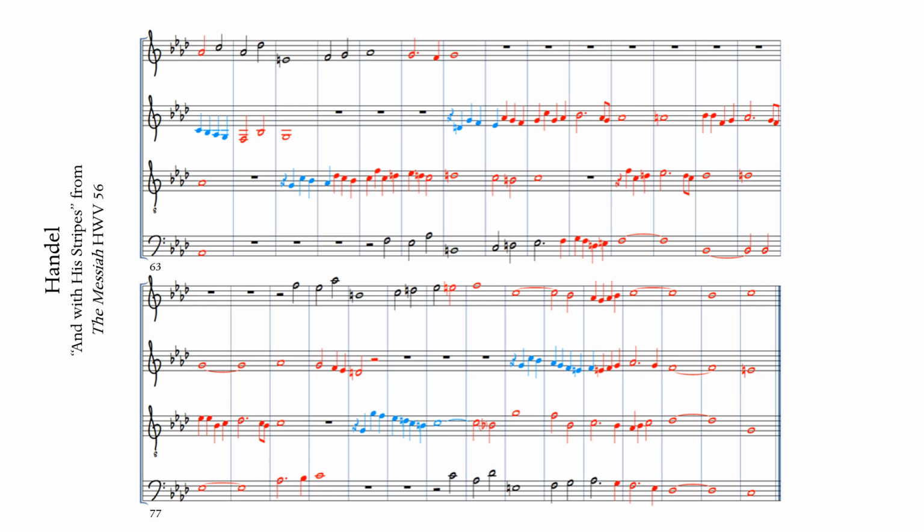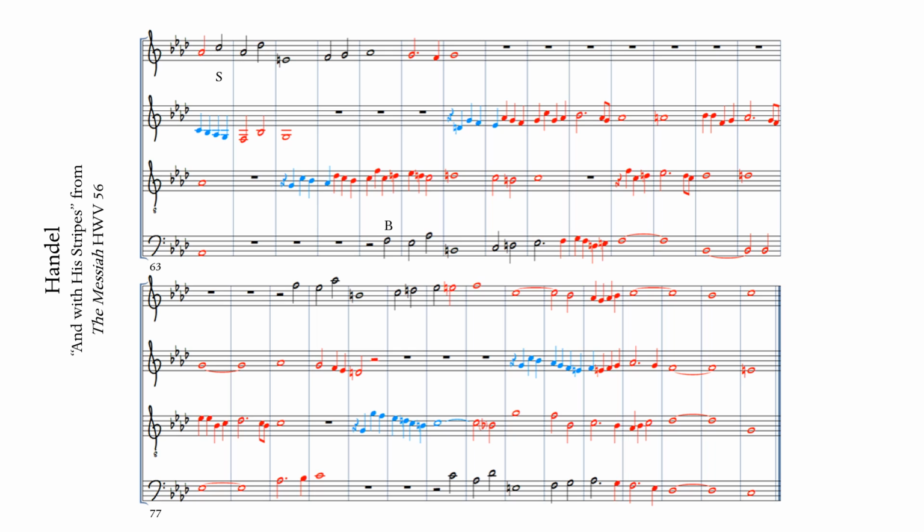The final section begins when Handel returns us to the global tonic of F minor, with a statement of the subject in the soprano in measure 63, and the bass voice answers in measure 67, all while accompanied by abbreviated statements of the countersubject in the other two voices.